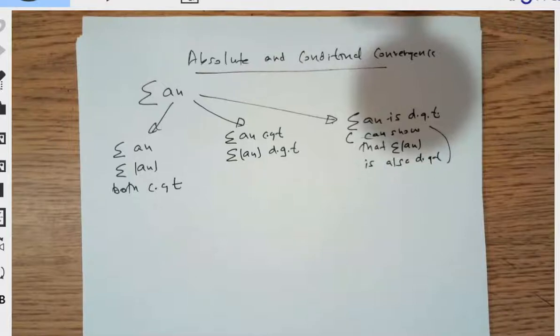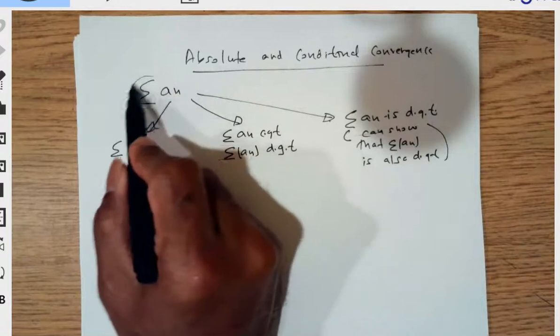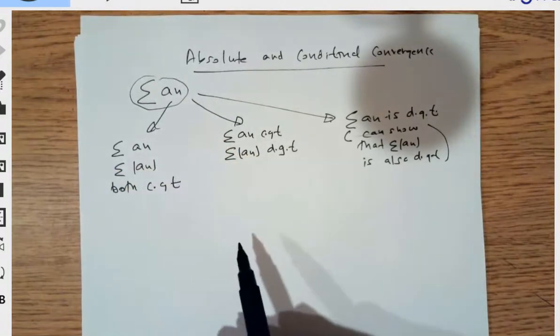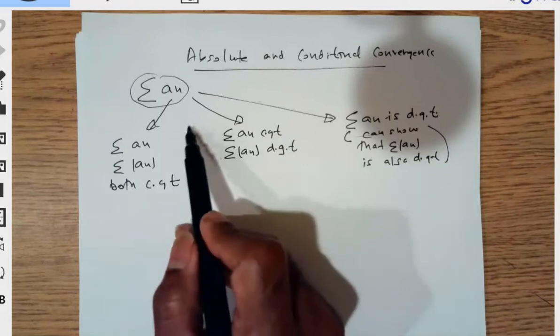So this is my video on absolute and conditional convergence. So take a series, any series, not necessarily positive. It can be a positive series or a series with alternating terms, like the one that we saw when we did the alternating series test. So one of three things can happen.